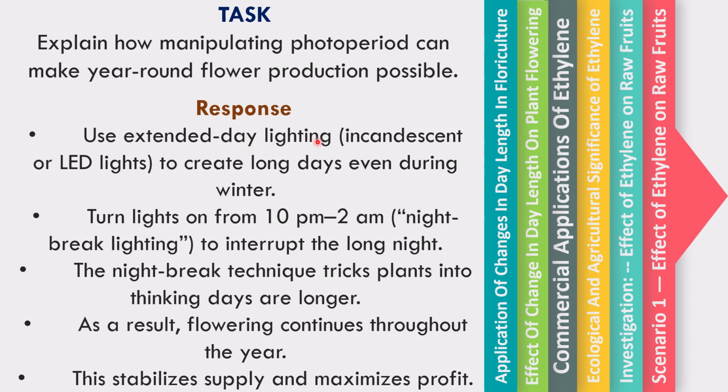Use extended daylight, incandescent or LED lights, to increase long days during winter. Turn lights on from 10 p.m. to 2 a.m. Night break lighting interrupts the long night. The night break technique tricks plants into thinking days are longer. As a result, flowering continues throughout the year. This stabilizes supply and maximizes profits.